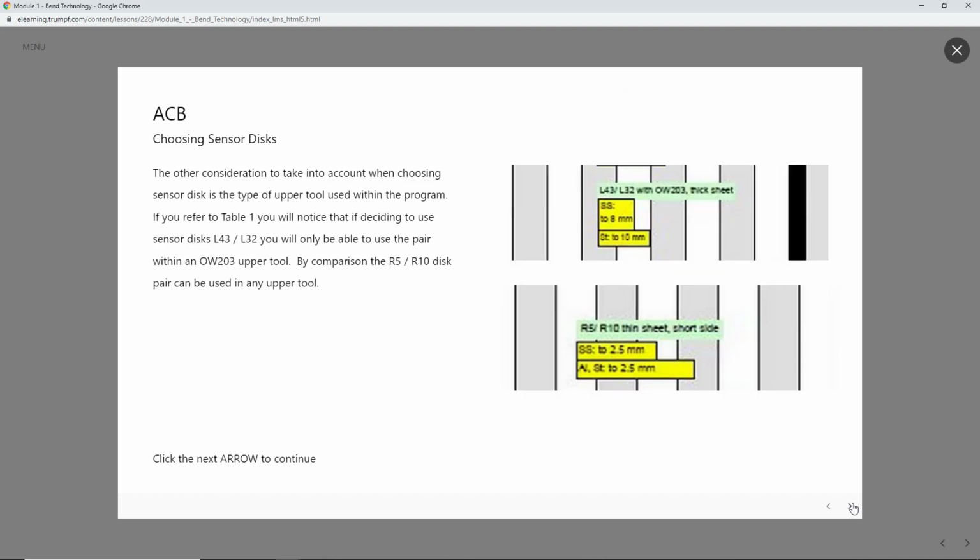The other consideration to take into account when choosing sensor discs is the type of upper tool used within the program. If you refer to Table 1, you will notice that if deciding to use sensor discs L43, L32, you will only be able to use the pair within an OW203 upper tool. By comparison, the R5, R10 disc pair can be used in any upper tool.